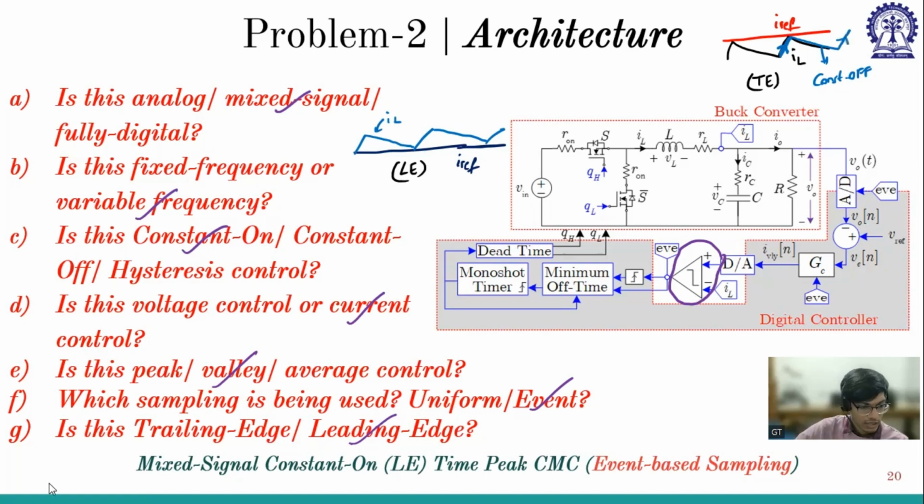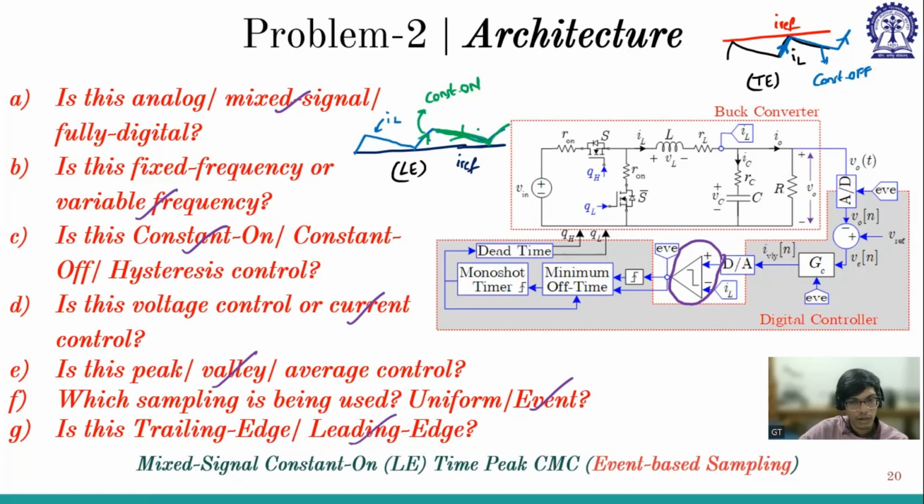Whereas in this case, if I use a different color, green color, it is turned on for constant on time. And when it is turning off, whenever it hits this, at that moment it is again turned on for constant on time. So here, the rising edge is hitting the reference. Here, the falling edge is hitting the reference. Now, is that clear? Okay, sir, clear.